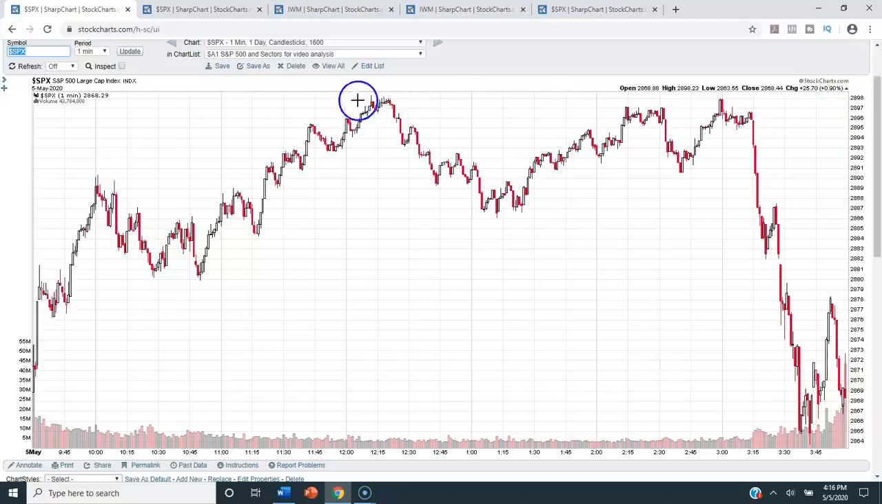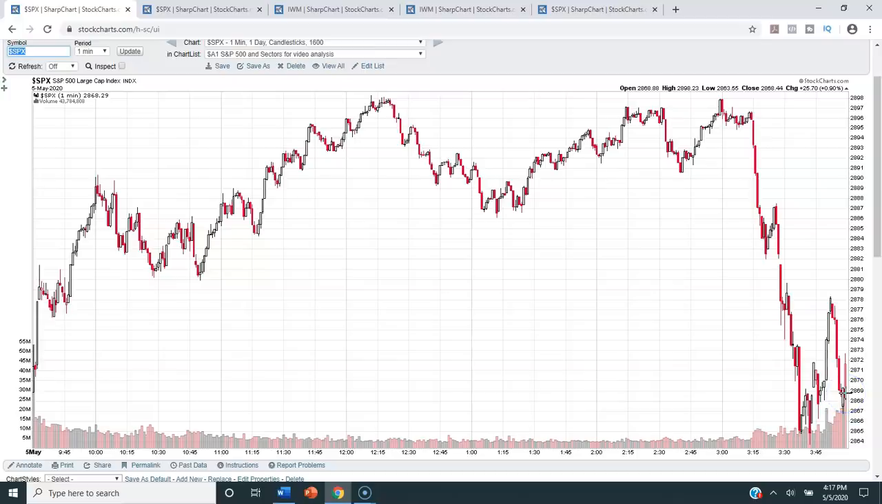It looks like this is, at least in the short term, acting as some overhead resistance. Hit that point a couple times today. And right around 3 o'clock, kind of hit some resistance right there. And then at 3:15, boy, we really sold off pretty hard and had a little bit of a bounce and closed towards the lows of the session.